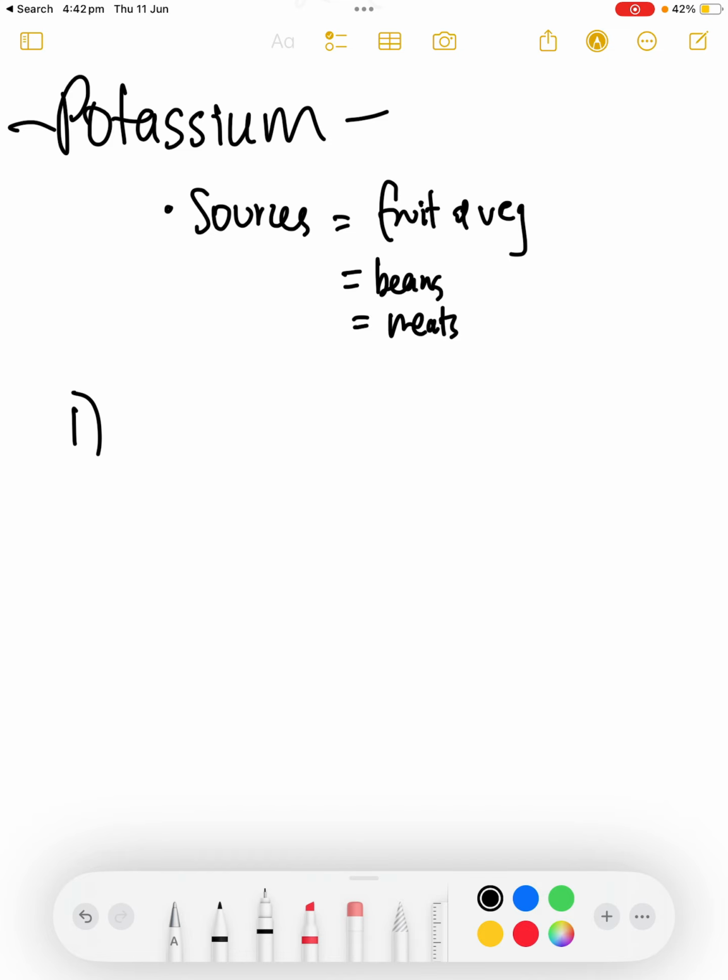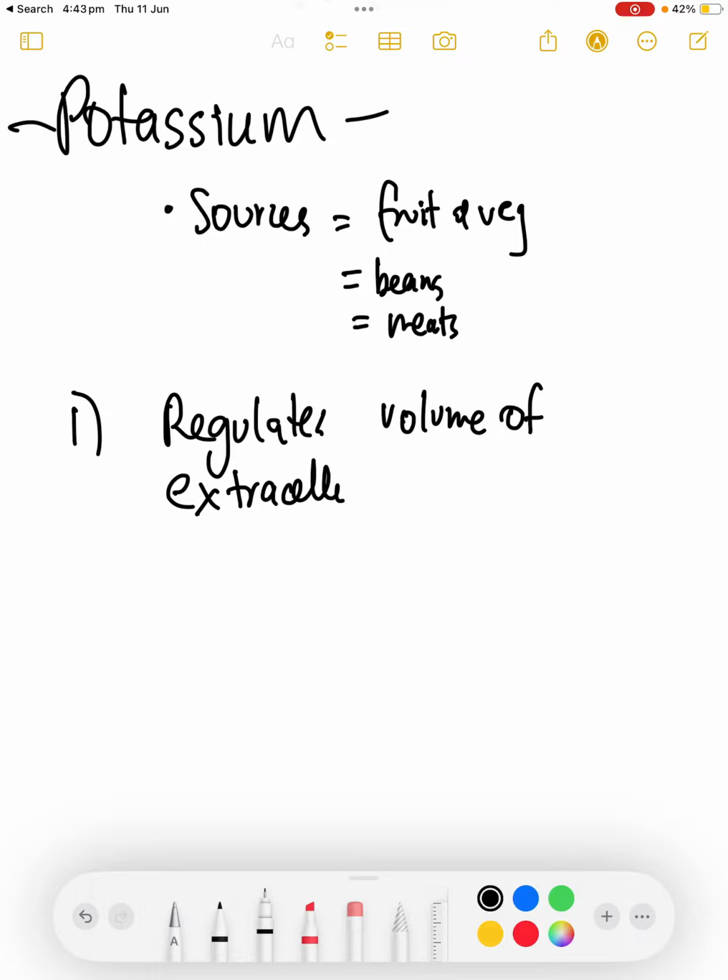And here's the function of potassium. Number one, it also regulates the volume of extracellular fluids. Okay, how does it do this? Well, potassium regulates how much sodium enters and exits the cell. All right. If sodium around the outside is really high, the kidneys retain a lot more water to maintain the sodium to water ratio as well.